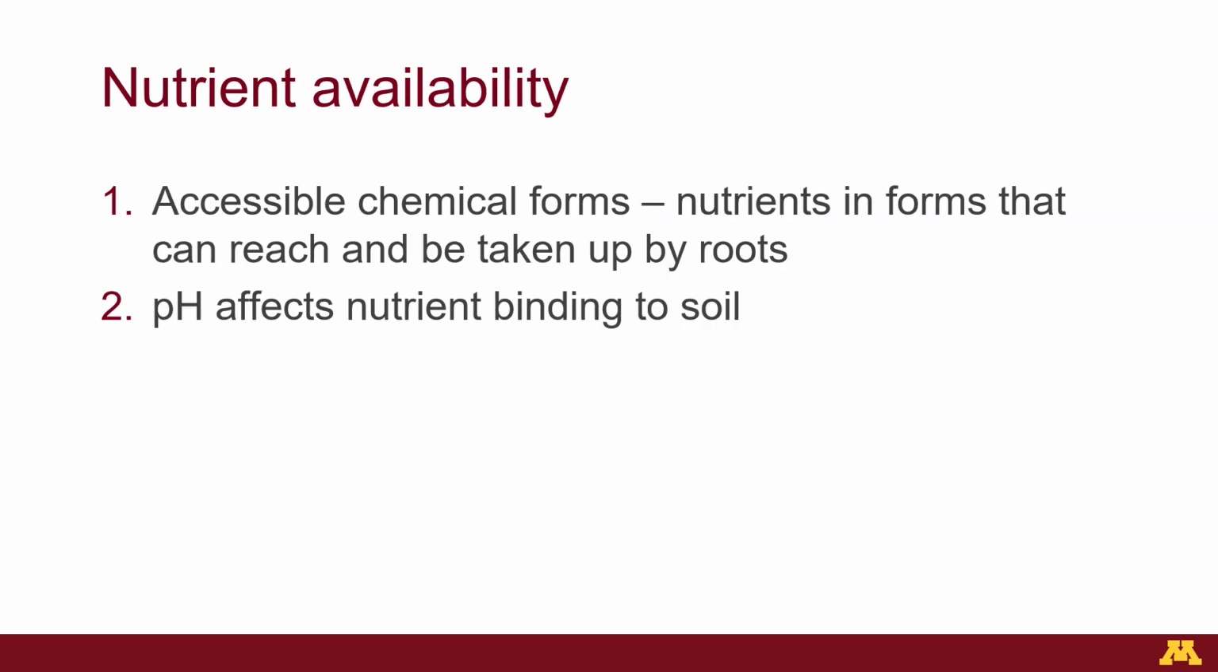Sometimes nutrients are in the soil, but they are just not available for the plant to use. The availability of soil nutrients for plant uptake depends on several factors, three of which we will discuss here. First, the accessibility of the nutrient, whether it is in a chemical form that can reach and be taken up by the root. Second, pH. The pH of the soil controls how much of the nutrient will be bound to mineral particles in the soil and therefore inaccessible.